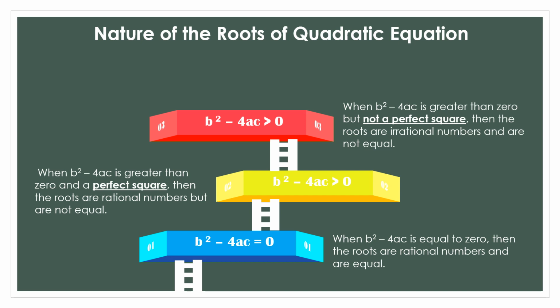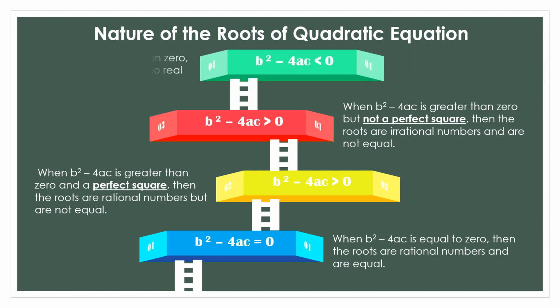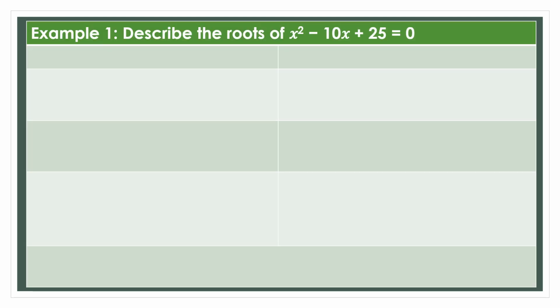The third one, when b squared minus 4ac is greater than 0 but not a perfect square, then the roots are irrational numbers and are not equal. And the last one, when b squared minus 4ac is less than 0, then the equation has no real roots. For you to understand the rules, let me give you our first example.